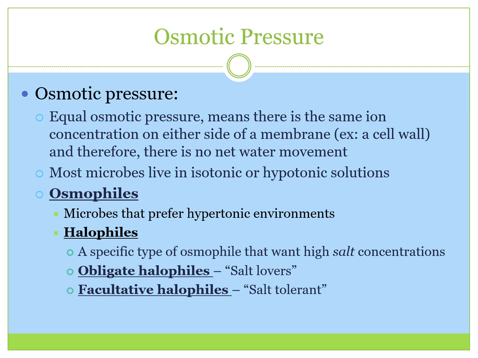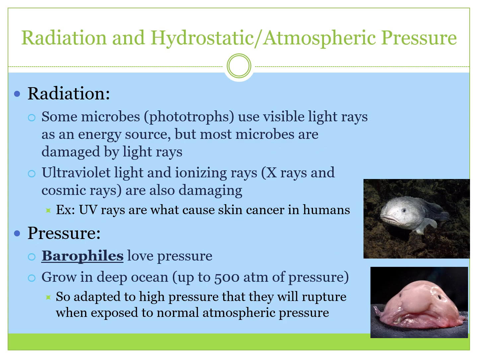From there, we have osmotic pressures. Remember that this is going to be the water pressure in and out of the cell. So you have osmophiles. These are microbes that prefer hypertonic environments where there are more solutes outside of the cell. And halophiles, these are a specific type of osmophile that want a high, specifically salt, concentration. We talked about this term actually before. You have obligate halophiles, which are salt lovers, and facultative halophiles. These are salt-tolerant microbes. A little different, but still in the same vein as far as pressures go.